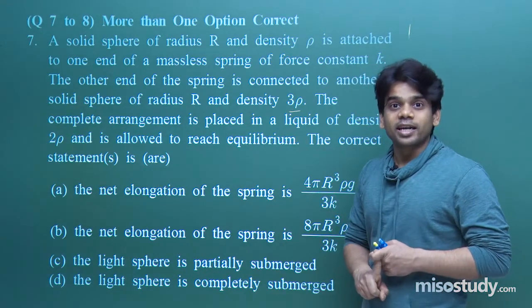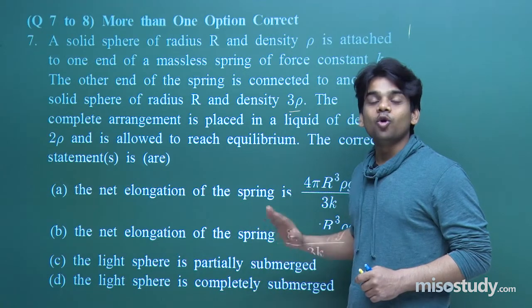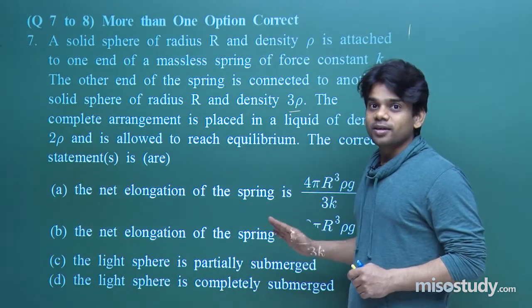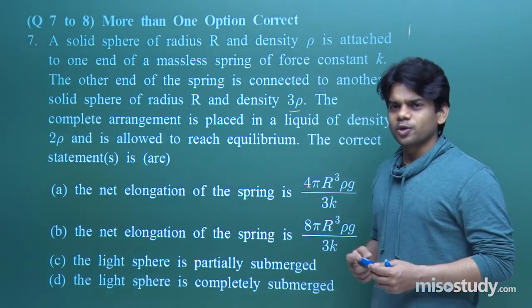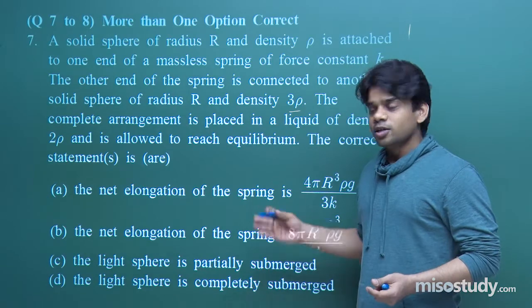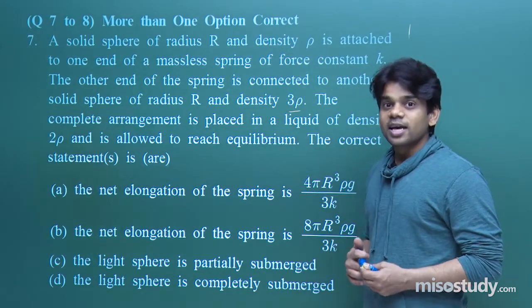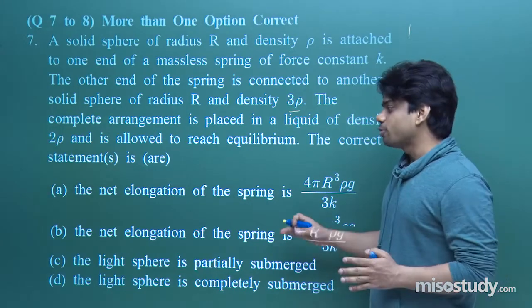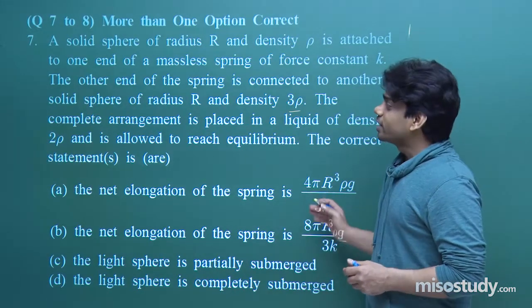Plus 1 for each correct option. But if you choose A, B, C, you'll get no marks for this. It will not be evaluated. Since it's multiple choice, negative marking is not there. But if negative marking is there in your examination, then if you choose any incorrect option, you'll get a negative mark for it. So be very wise. As many options as you get as the right answer, that many options you choose. Don't choose any extra option. So let's go with the question.